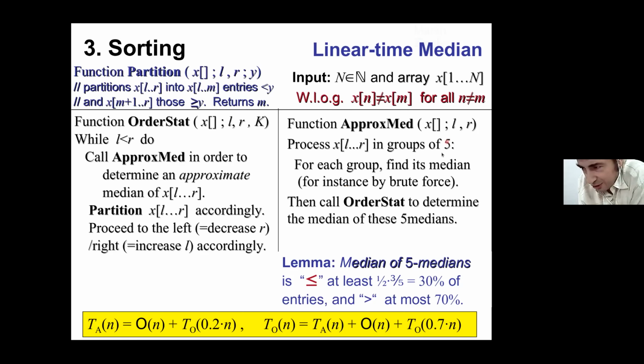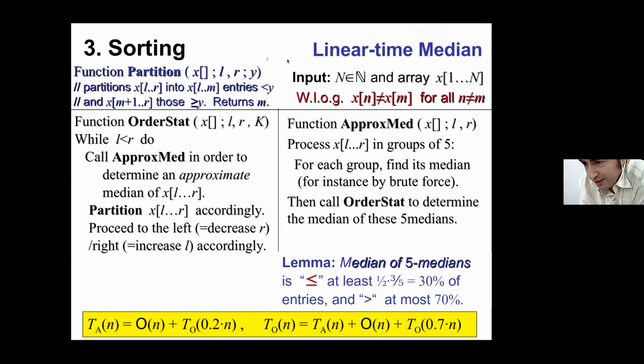You determine the groups of 5. In each group you find its median. We said it doesn't really matter up to constants what method you use. You can simply sort it, sort in any way, bubble sort it, then take the middle element, whatever. So you can do this, and then you call the order statistics on this array of the black dots.